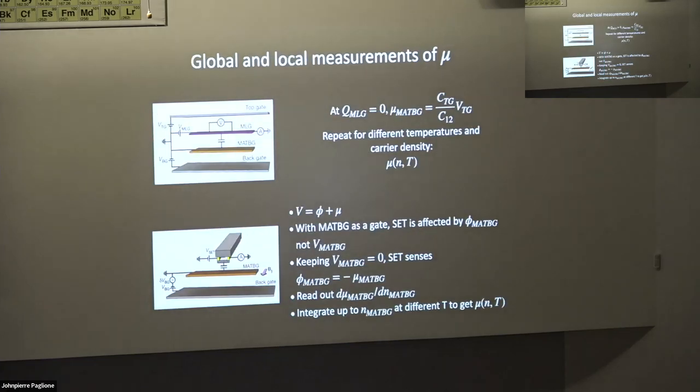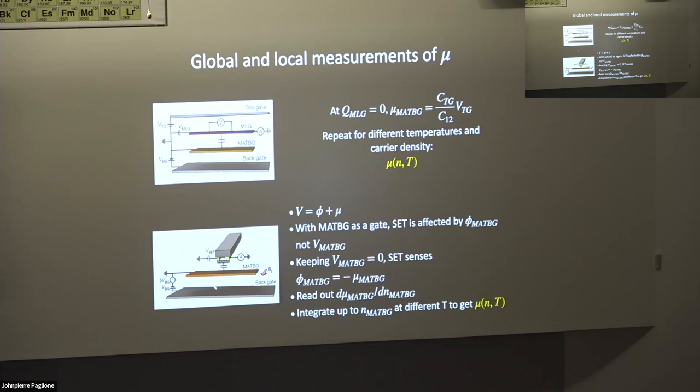Another way is to imagine that this magic angle graphene will act as a gate on the SET. Again, it's acting as a gate only by the electrostatic part. And so if you again hold this and this at the same voltage, this is a very tiny voltage here, then you can read out the chemical potential by its effect on the transport through this SET. Because the voltages are held to be the same, if the chemical potential changes, the electrostatic potential must change to cancel it out. And so these two approaches, global and local, allow you to read out the chemical potential by basically what is the gating effect of this magic angle graphene on either the SET or the monolayer graphene.